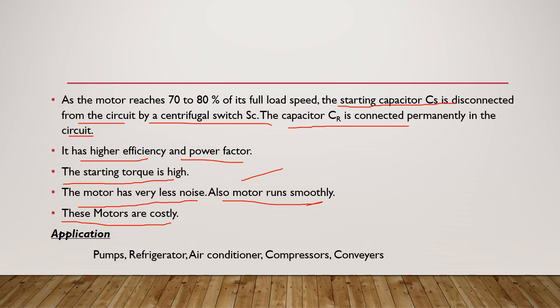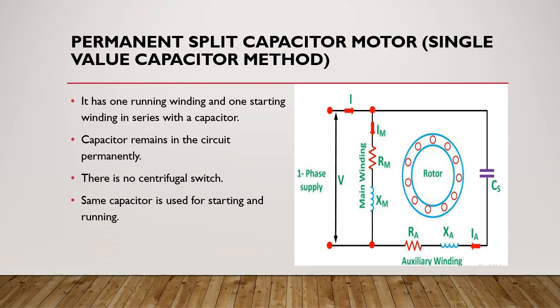Applications of this type of motor: it is used in pump, refrigerator, air conditioner, compressor, and conveyors. The next one is permanent split capacitor motor. The construction is the same as before. The rotor is a squirrel cage rotor, and the stator has two windings: main winding and auxiliary winding. Main winding is also called running winding, and the auxiliary winding is also called starting winding.